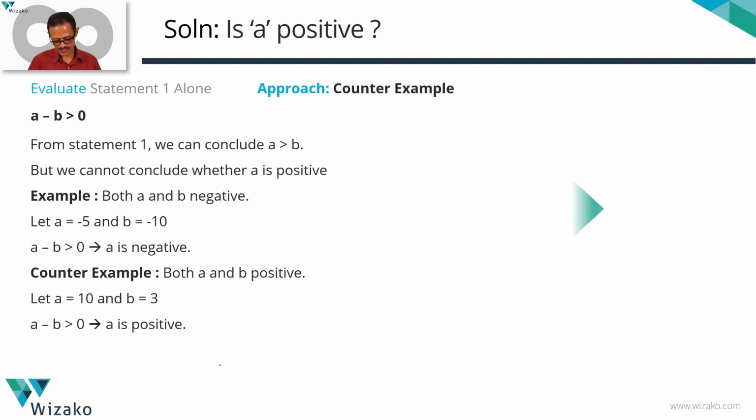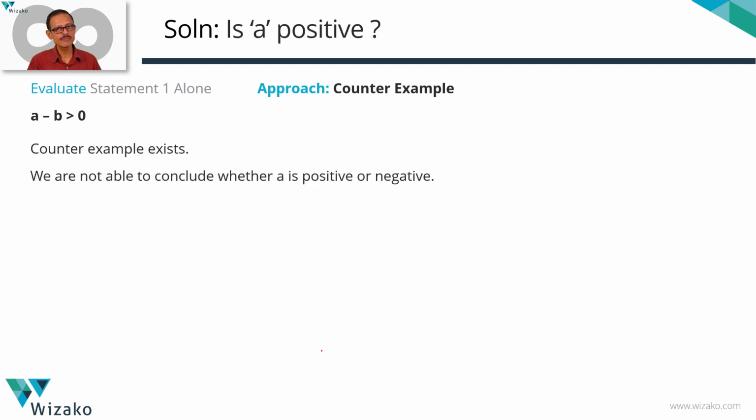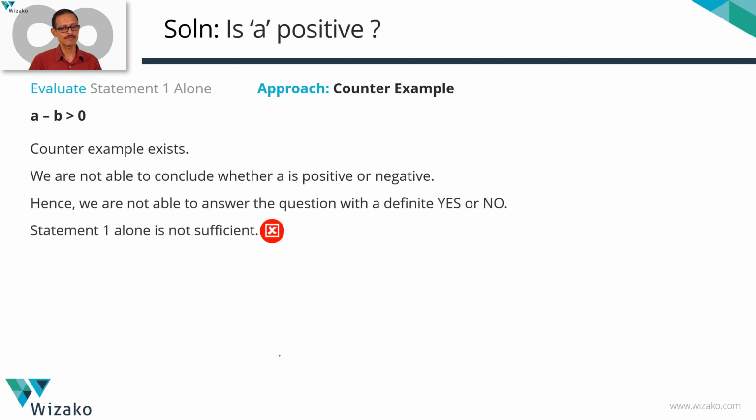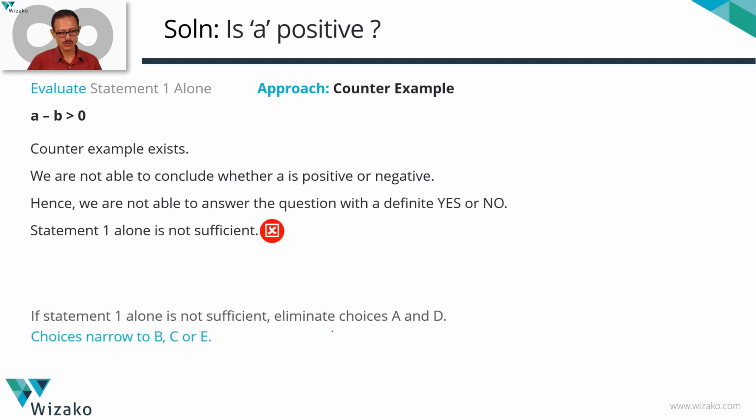So we have a counterexample, which essentially means every time you find a counterexample existing, you can say that statement is not sufficient. Statement 1 is not sufficient. Rule out answer options A and D. We are down to B, C or E. Let's evaluate statement 2 alone.